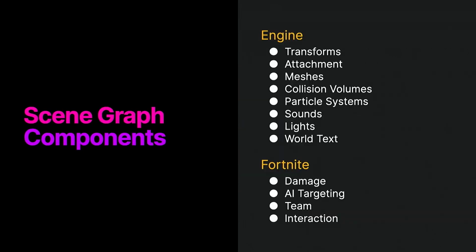So here I'm listing out the various components we will release as part of the scene graph. There'll be transforms, attachment, meshes, collision volumes, particle systems, sound, lights, and then world text. And in Fortnite, we have the ability to damage and for AI to target them, to specify what team, and then also to be able to interact with the tower, or the various objects. In this case, we had a tower.